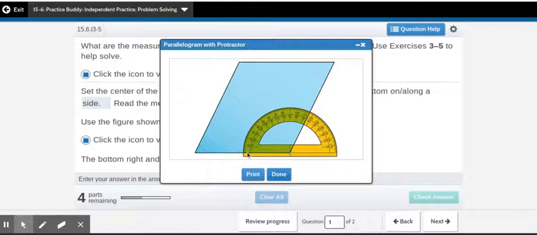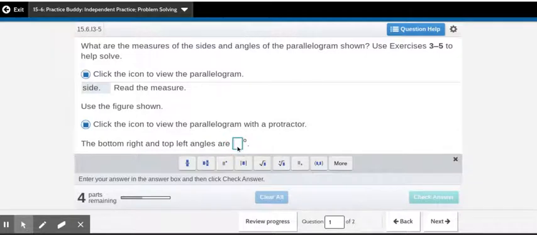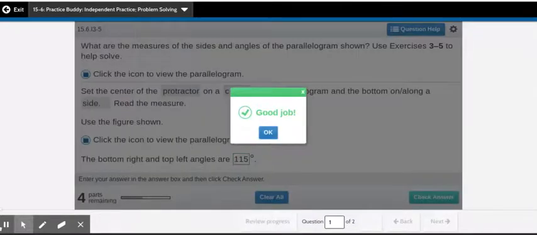I'm starting at 0 and then going on the outside: 10, 20, 30, 40, 50, 60, 70, 80, 90, 100, 110, and it looks like it's between 110 and 120, so that's 115. So I'm done with this. Those angles are 115 degrees. Let's check our answer. We are correct.